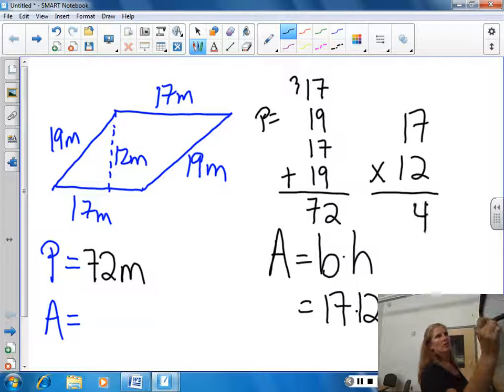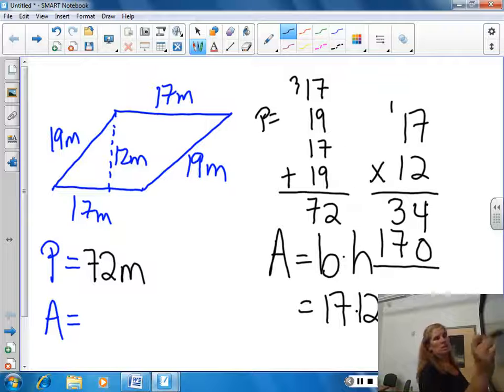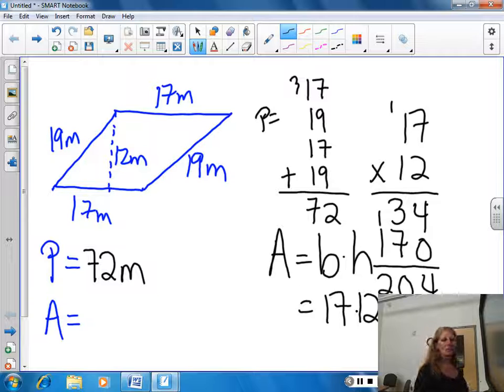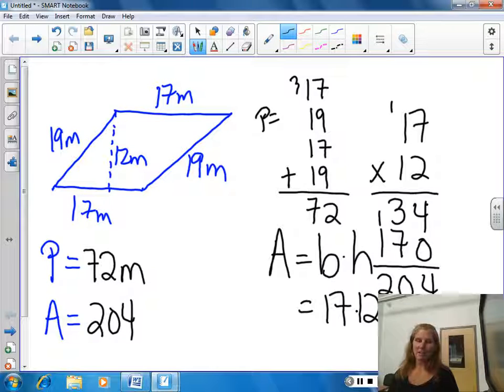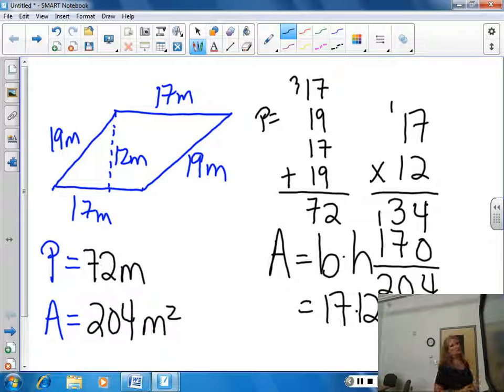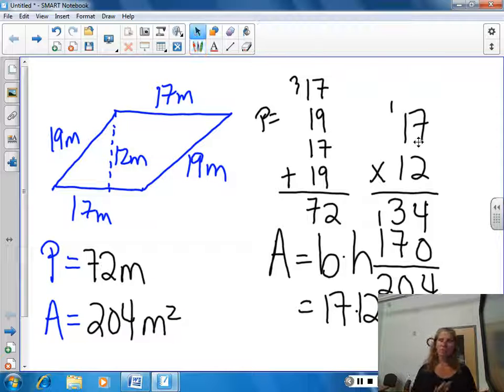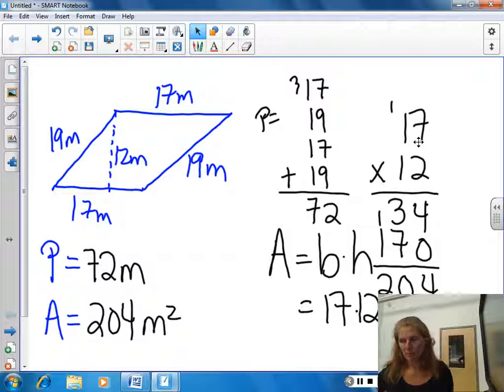2 times 7 is 14. 2 times 1 is 2, plus 1 is 3. Now I'm multiplying by 10, so I put the 0 in there. 1 times 7 and 1 times 1. Adding straight down, 4, 10, carry that 1. I get 204. 204 is not the correct answer until you put your units on there. And the units would be meters squared. Okay, those are the 4 shapes. The perimeter is not bad, but the area is a little trickier. Remember, all area units are always to the second power.